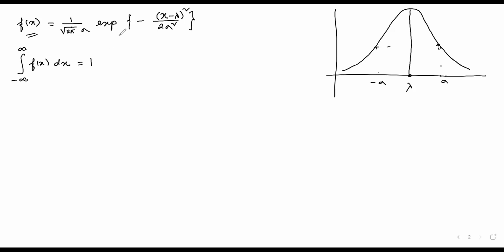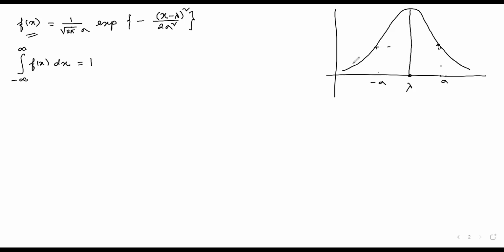This is the functional expression for a normal distribution. This is the plot of the normal distribution, and the total integral of this probability density function from minus infinity to plus infinity is 1. This you learned in your first semester. Now let us look at the next. What is the mean value?